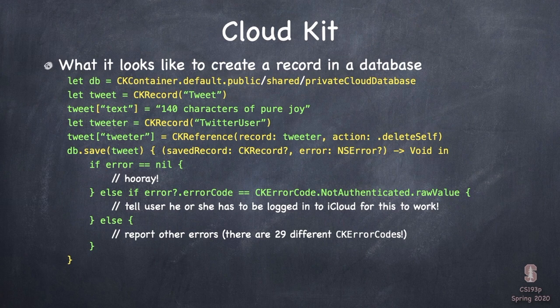So this is, again, pretty Swift. In Swift, we'd probably have an enum here with success and failure, and an associated value of the record for success and an associated value of the error. But we don't have any of that. So one or the other of these two things, the saved record or the error, is going to be nil. If the error is nil, then success, you saved that thing, and the saved record will be the CKRecord you just saved.